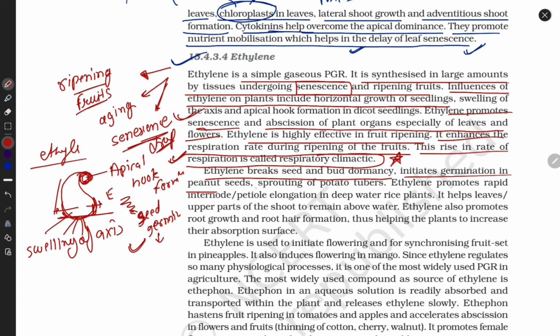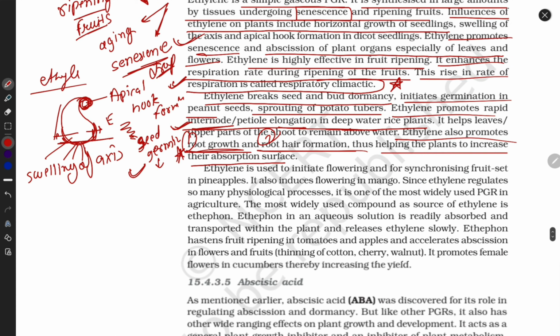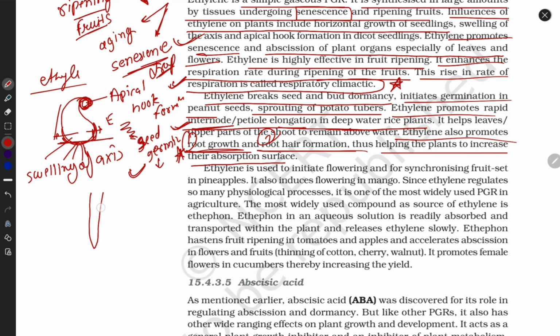It initiates germination in peanuts and sprouting of potato tubers. Ethylene promotes rapid internode and petiole elongation in deep water rice. They also promote internodal growth, but do not compete with the gibberellic hormone. Ethylene also promotes root growth and root hair formation. This is an important function, helping the plant increase its surface area. If a plant's root system has maximum root hairs, then it can absorb more and more water, nutrients and minerals. So the next function is that they are basically used for ripening of fruit.